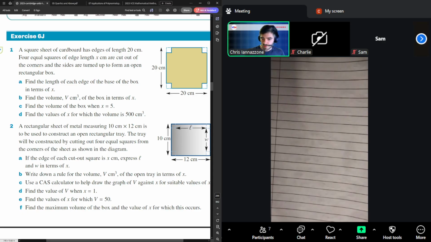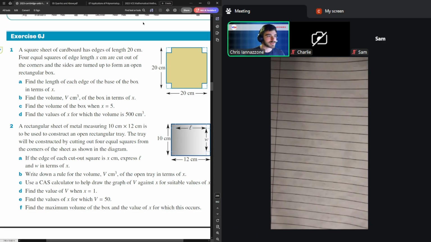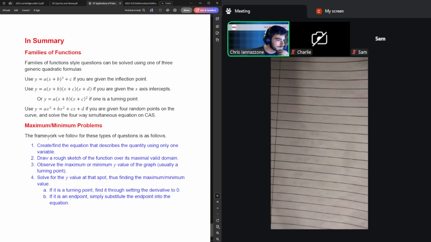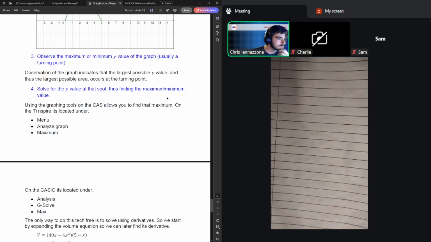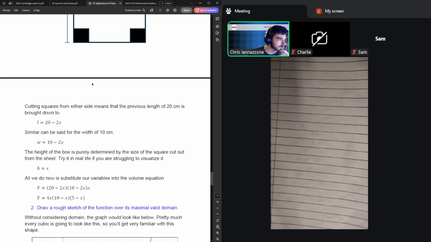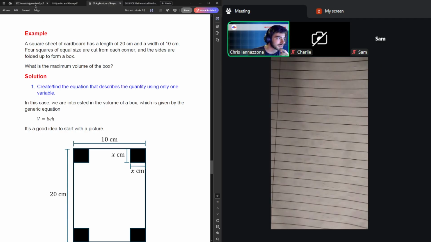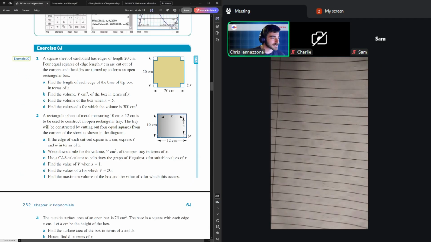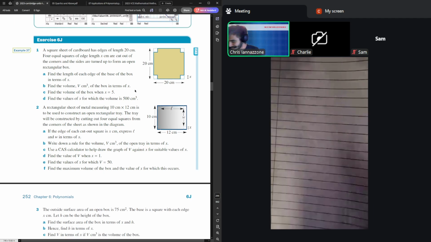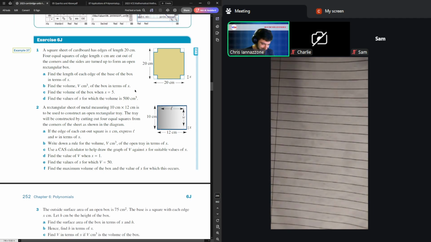So try to grab a copy of the applications of polynomials. Either write down the summary if you just want to see the key steps there, or well, you have a full worked solution in there as well. We're going to go through a very, very similar example, so I'm hoping you guys will be able to follow along there and contribute. Let's see how that goes.